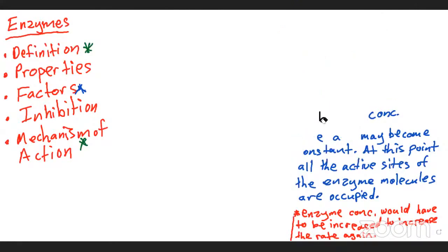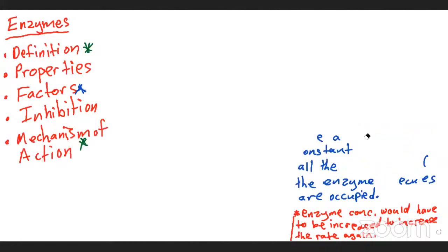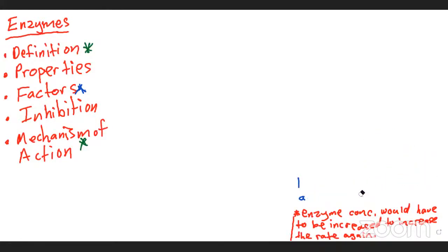All right, so the graph for pH and temperature will have a bell-shaped curve. So it's not like the enzyme or substrate graphs. All right. So now it's the effect of pH.